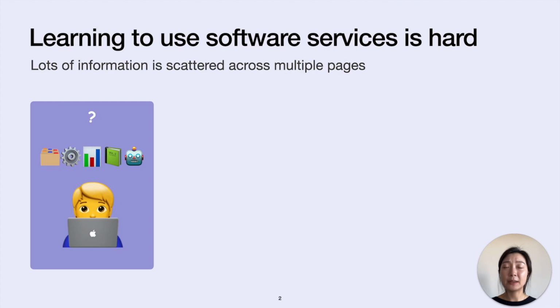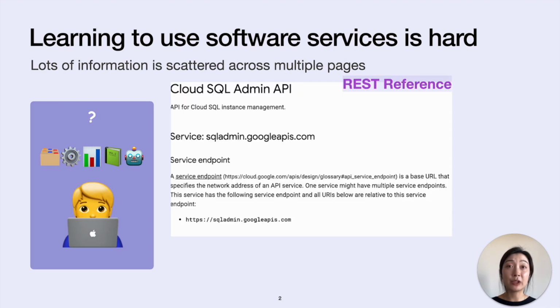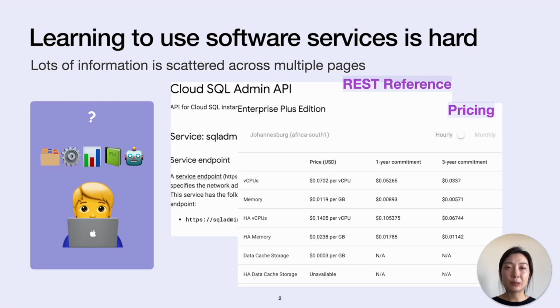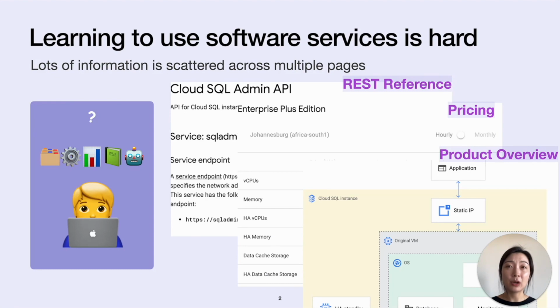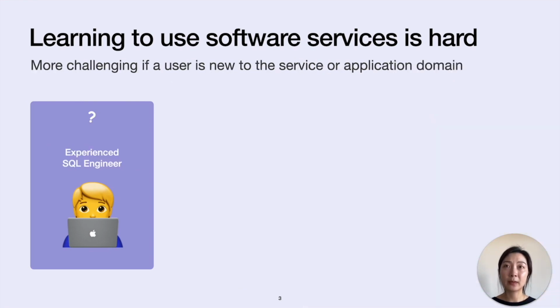For example, to find specific implementation details, they'll need to go to reference documentation. For cost estimation, they'll need to go to pricing pages. And for conceptual understanding, they'll need to go to product overview. Each of these categories will contain multiple pages and multiple paragraphs, which makes it even harder to find information.